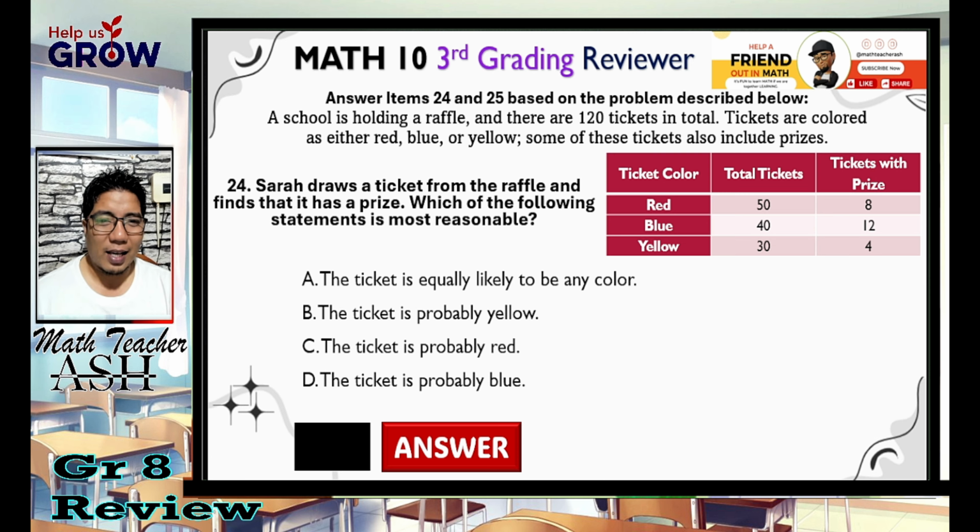Is it A, a ticket is equally likely to be any color? B, the ticket is probably yellow? C, the ticket is probably red? Or D, the ticket is probably blue? I'll give you 5 seconds to think about your answer.